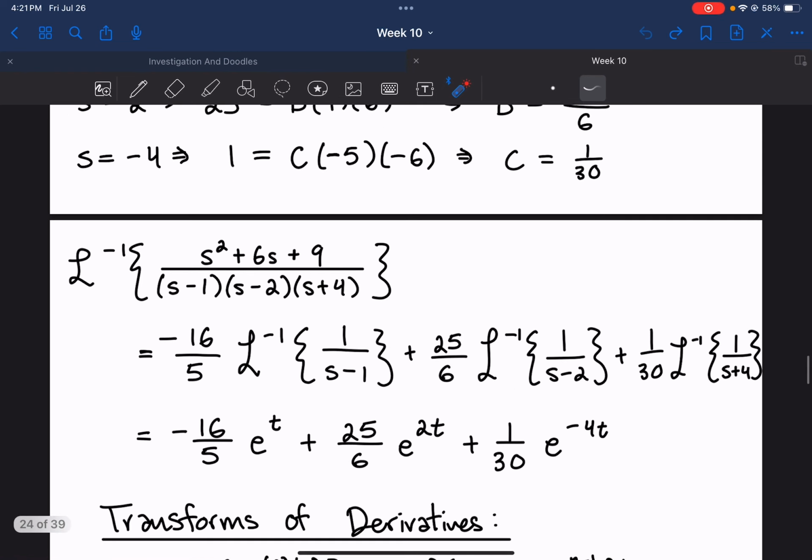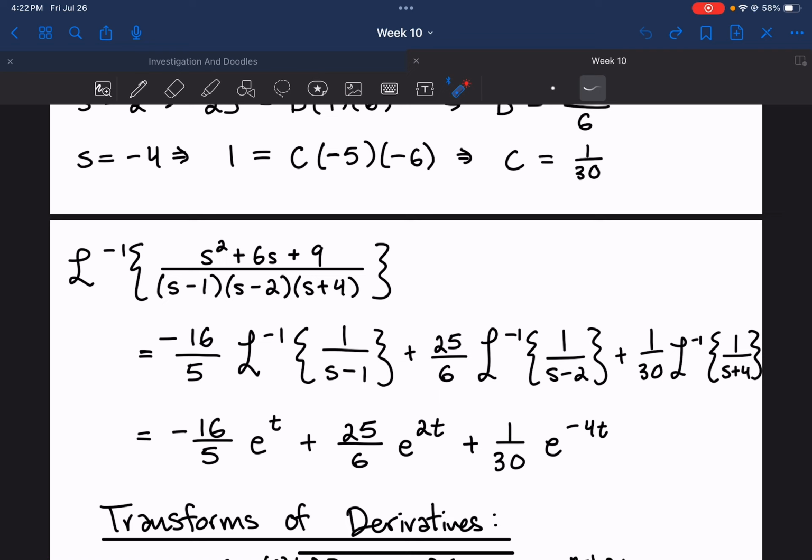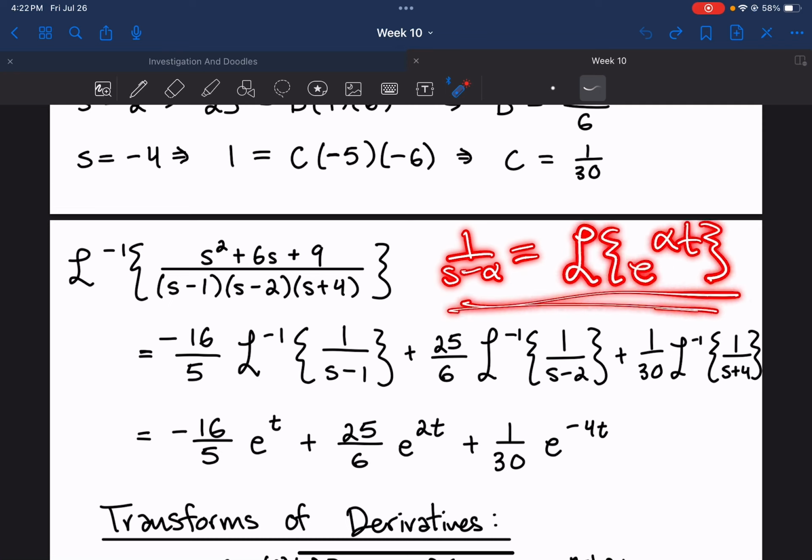So using the decomposition we just found, right? A times 1 over s minus 1, b times 1 over s minus 2, c times 1 over s plus 4, right? Now this inverse Laplace transform, this is an exponential, right? This is some exponential. And the easiest way to see it is it's this number here, right? If it's s minus alpha on the bottom, 1 over s minus alpha is the Laplace transform of e to the alpha t, right? That's in the table.